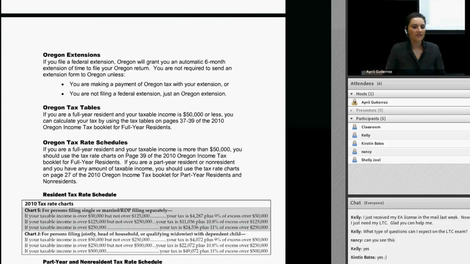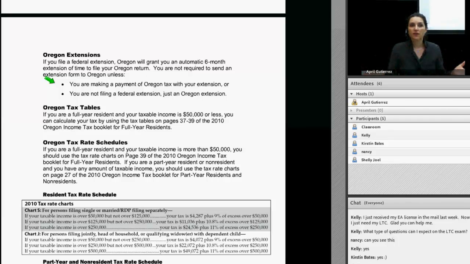Oregon extensions. If you file a federal extension, Oregon will grant you an automatic 6-month extension of time to file your Oregon return. You are not required to send an extension form to Oregon unless you are making a payment of Oregon tax with your extension, or you are not filing a federal extension, just an Oregon extension. So no action is required for an Oregon extension if you file a federal extension, as long as you don't feel you're going to owe Oregon any money when you do file.